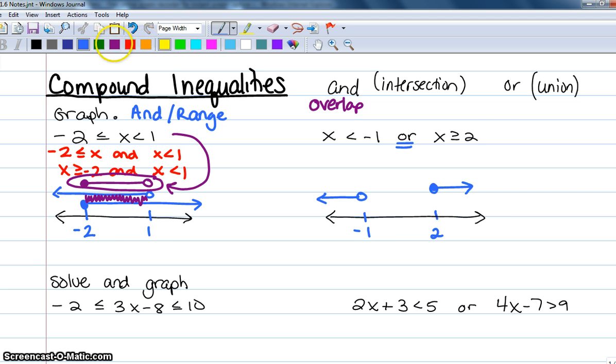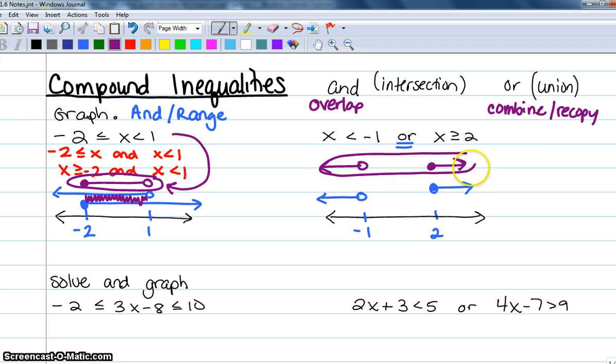Now what "or" means is combine everything. So here with "and" it's only what they share, only what do they both have. Here I'm just taking anything from either set and I'm combining it together. So we also often say you're just going to recopy things. So I'm going to recopy this and I'm going to recopy that. And that's going to be our answer.